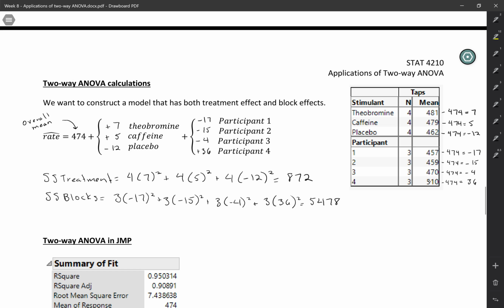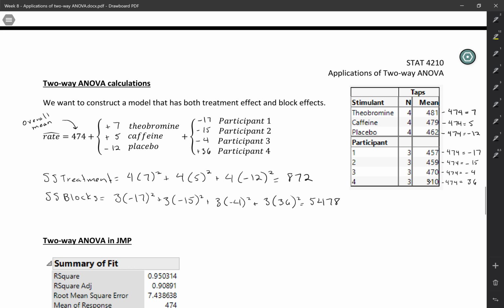Calculating the participant effects or the block effects is very similar. Again, we're just taking the mean for each participant and subtracting the overall mean. For participant 1, they're a little bit slower than the overall mean, so we're going to have to subtract 17 for them. For participant 2, negative 15, participant 3, negative 4, and then participant 4 was really fast, and so for them to get up to their average, you're going to have to add 36.